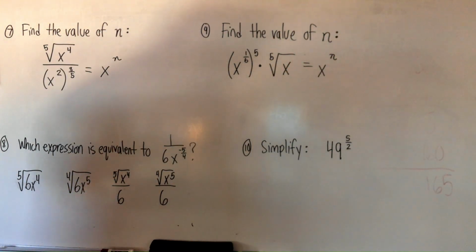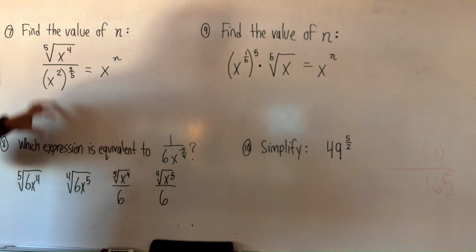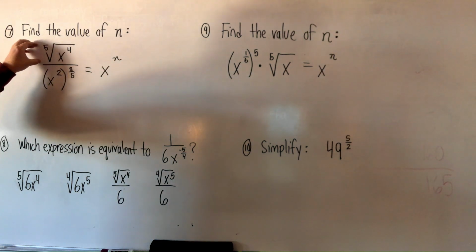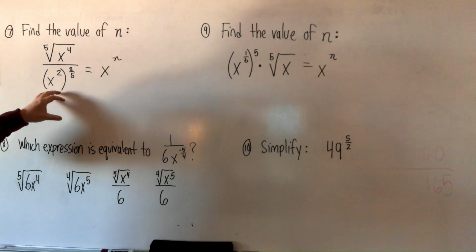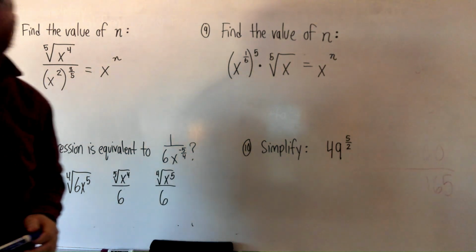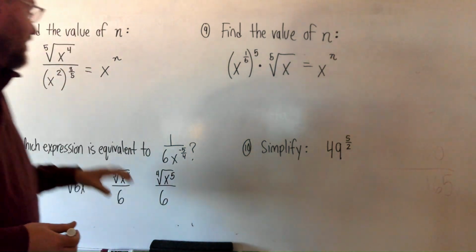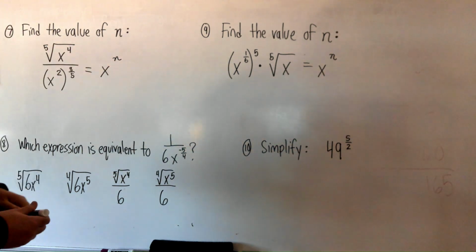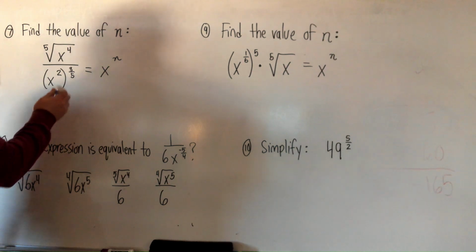All right, next 4 examples here. Number 7 says find the value of n. So when you're given a question like this where you have some part of the problem with radicals, and some part of the problem without radicals, we want to get them all to have the same type. So let's make everything here not be a radical. Let's make everything here just have an exponent, a fractional exponent.